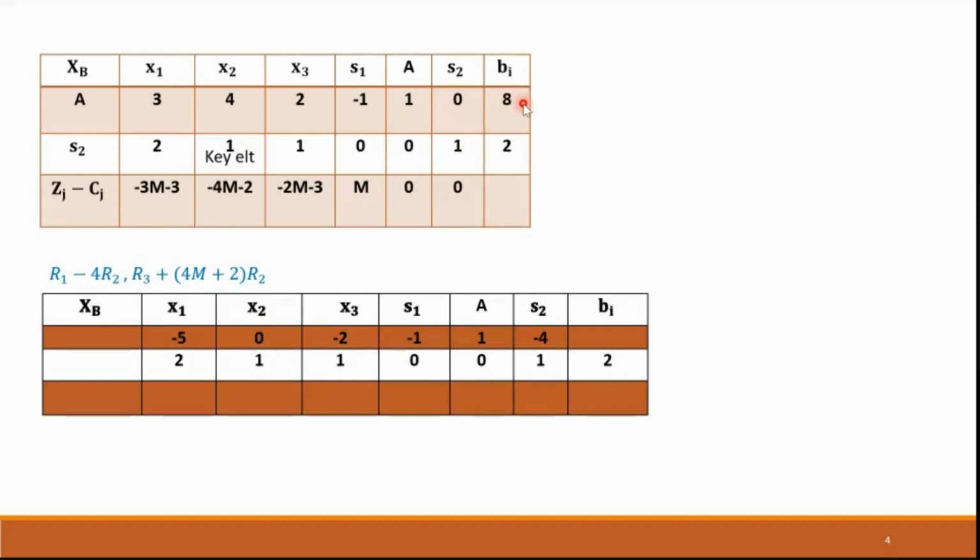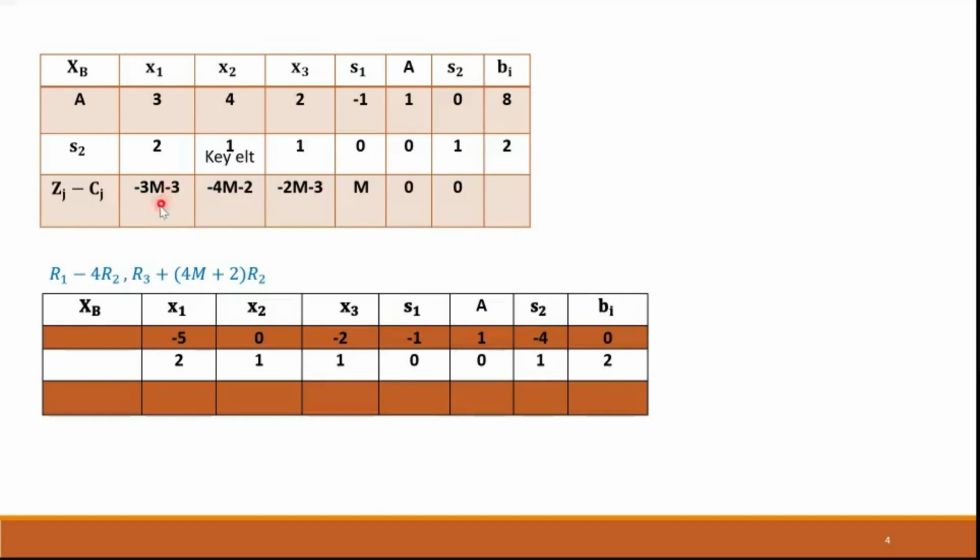BI की जगह पे क्या आएगा first row में? 0. Because it is 8 minus 4 into 2, that is equal to 0. So we have written first row. Now change the third row. Using this transformation, changing the third row.